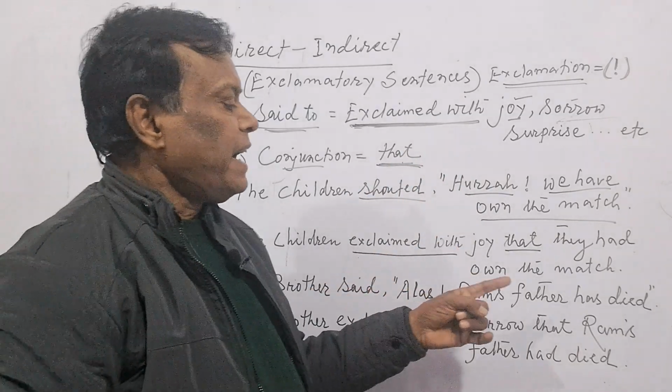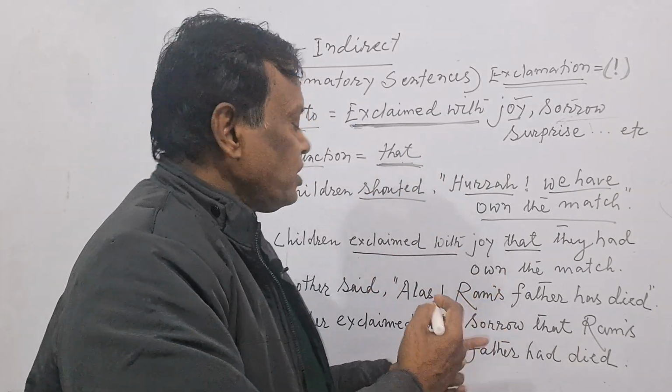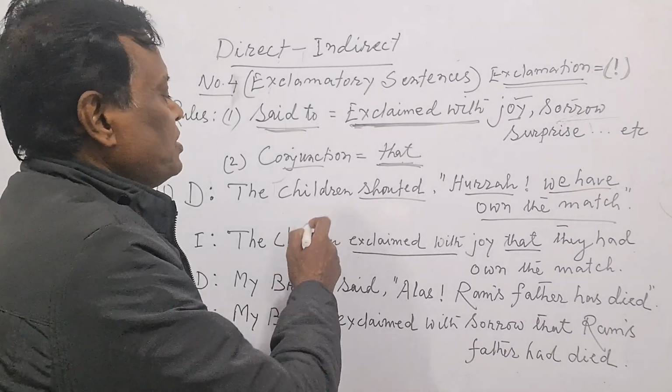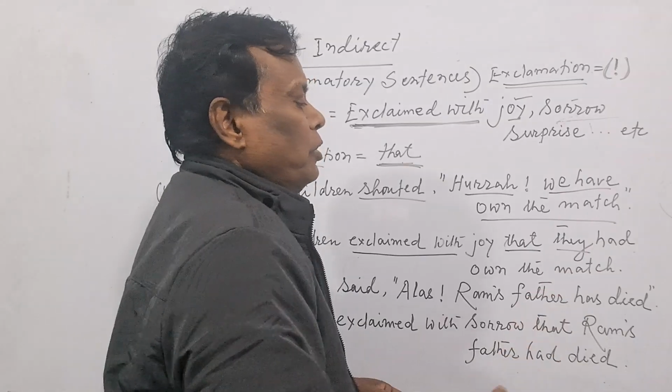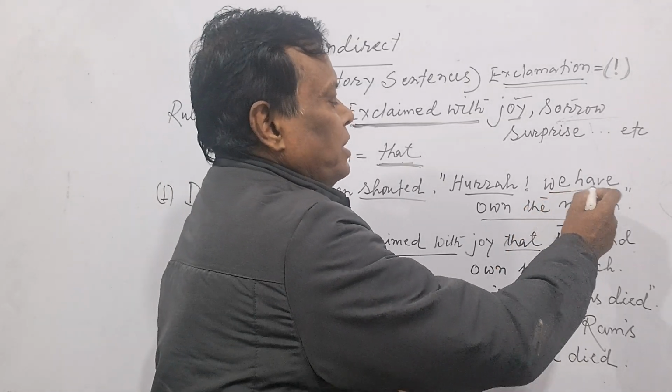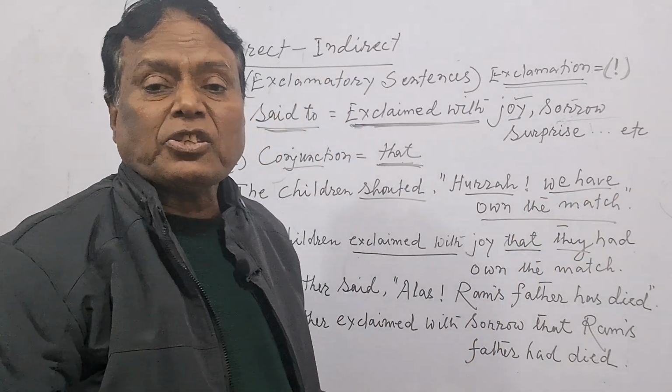That they had won. They, why they? Because in the reporting speech, children is there. So in reported speech it will be they, pronoun. Present perfect tense, we have won, that will be converted into past perfect tense.